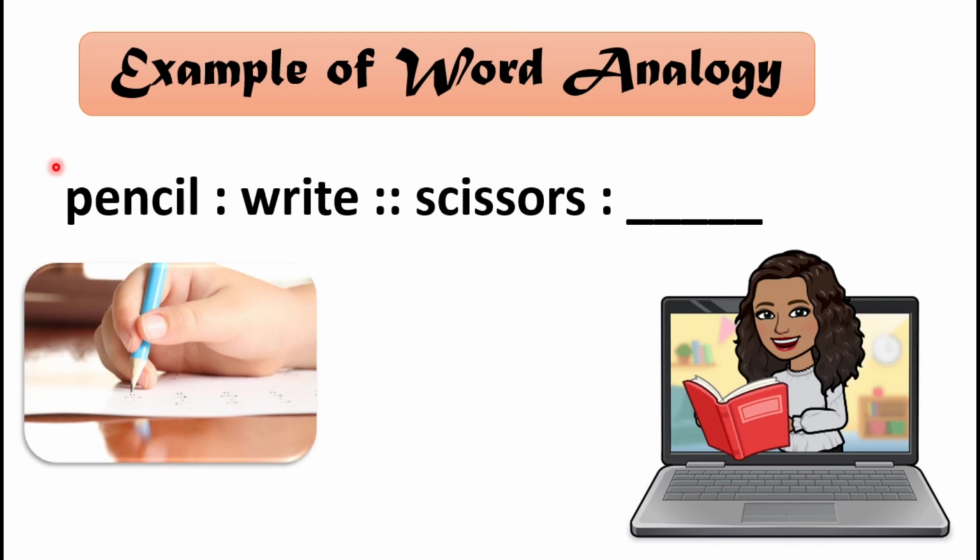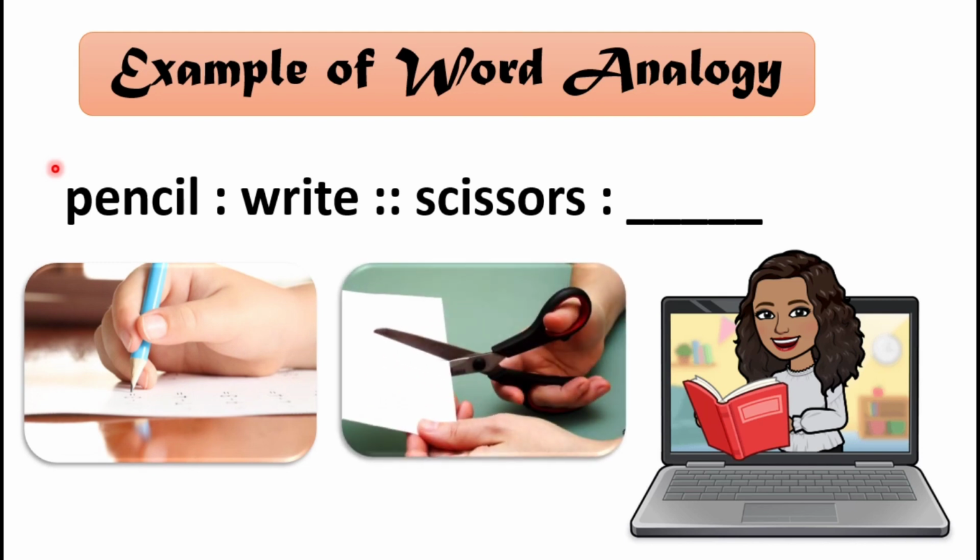I have here two images that will help you solve the puzzle. I'm giving you 5 seconds to think of an answer. The correct answer is cut. Pencil is to write as scissors is to cut. In this example, the relationship being pertained is the use or purpose of an object. Pencil is used for writing, whereas scissors is used for cutting.